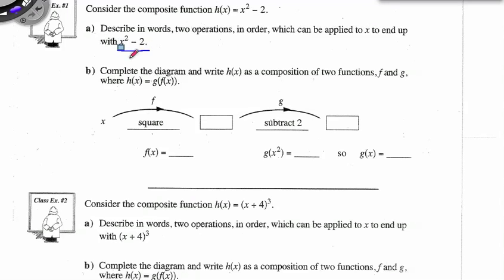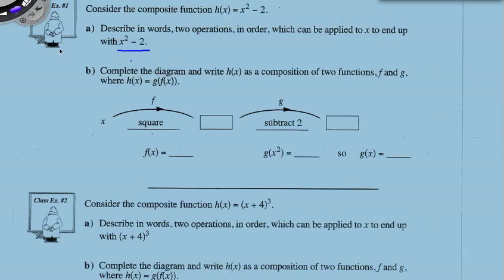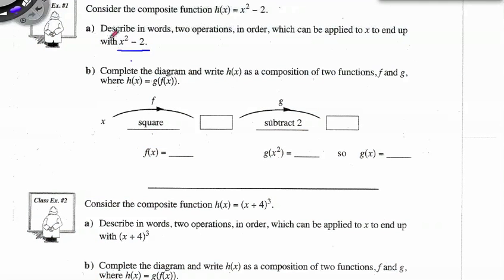We want it to end up exactly like this. So what can be applied to x? x would be squared first, and then 2 is subtracted. So I won't write that out, but take x, square it, and subtract 2.